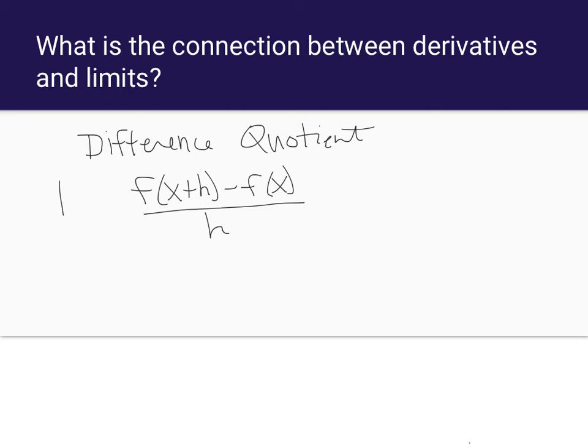So if we take the limit of this difference quotient as h goes to 0, in other words, as we slide those two ordered pairs closer and closer and closer together so that the distance between them approaches nothing, then what pops out the other side is the derivative of our function. So that's the connection between the derivative and limits. The derivative is the limit of that special function called the difference quotient.